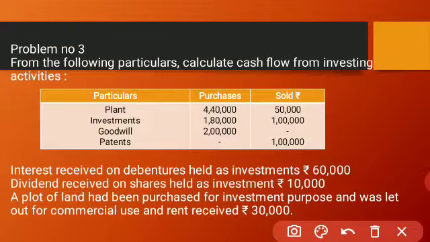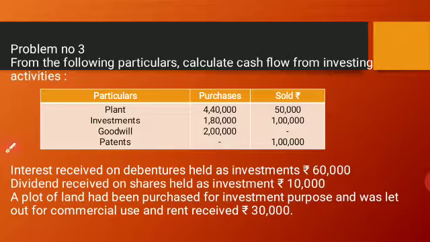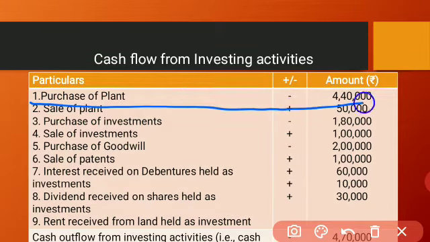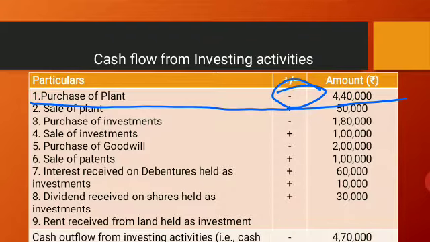They said plant purchased for 4,40,000. Purchase of plant. When we are purchasing the plant, the money will go out of the business. Cash will go out of the business. So how will we specify that? We have to specify purchase of plant 4,40,000, that is a negative balance, as cash goes out of the business.